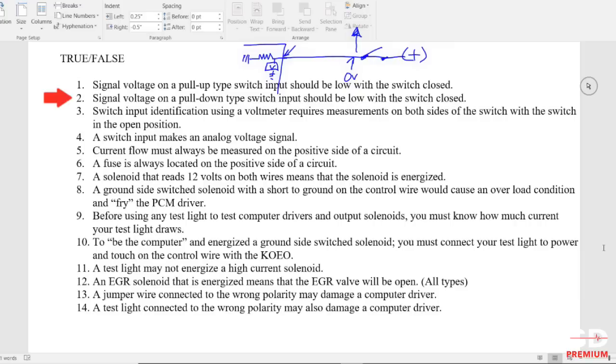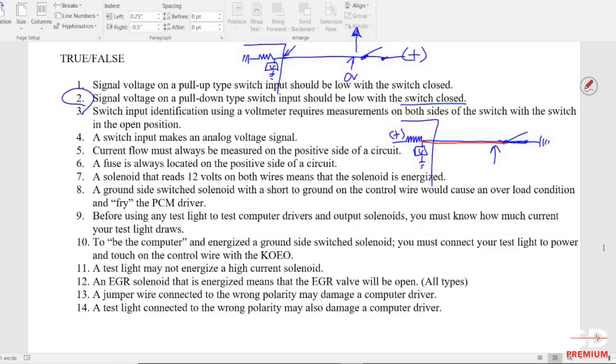Signal voltage, this is number 2 now. Signal voltage on a pull down. So before you even answer the question in your mind, you want to visualize the pull down design. Internal resistor, internal source, sensing circuit would sit after the resistor, and I'm asking you with the switch closed, so my switch is closed, what is my voltage level going to be on the signal wire? Low. Yeah, it should be low.